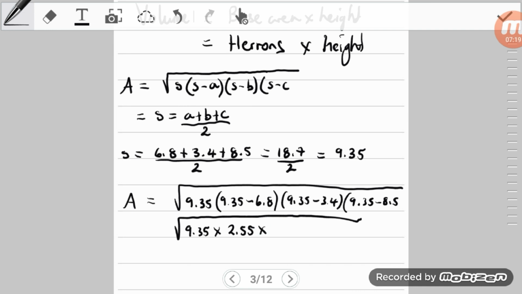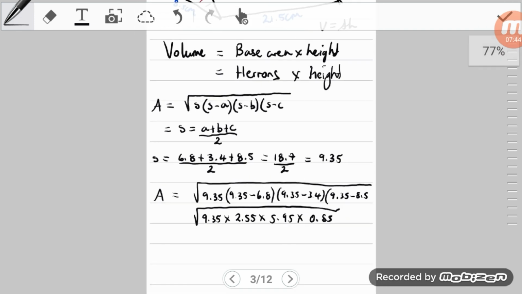Bracket again means to multiply, so that again is 9.35 take away 3.4, and that gives us 5.95. And once again, that is 9.35 take away 8.5. You find that the answer is 0.85.